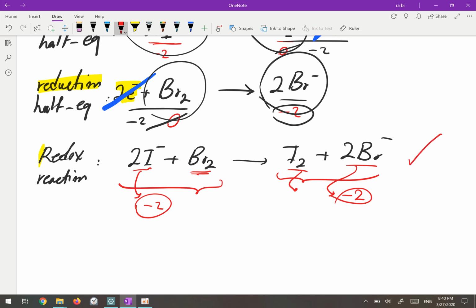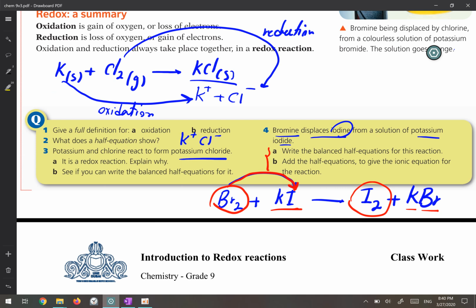Okay, so we have finished answering these questions. You can check your answer, see if you got the correct answer or not. And if you have any problem with these questions, you can send me a message. I will answer you about these questions.